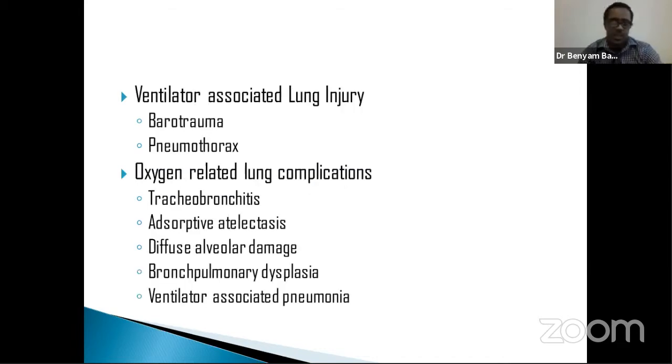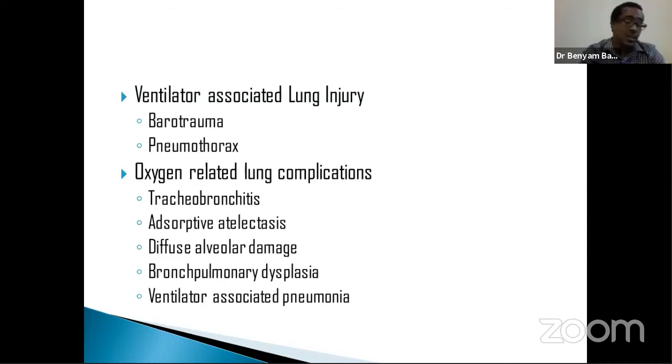The other complication I would like to say is the ventilator-associated lung injury. So whenever we have high pressure or volume delivered to the lung, we will expect barotrauma to occur to the alveoli. So alveoli rupture will lead to pneumothorax, and this could have dire consequences. So these are other complications we should be aware of.